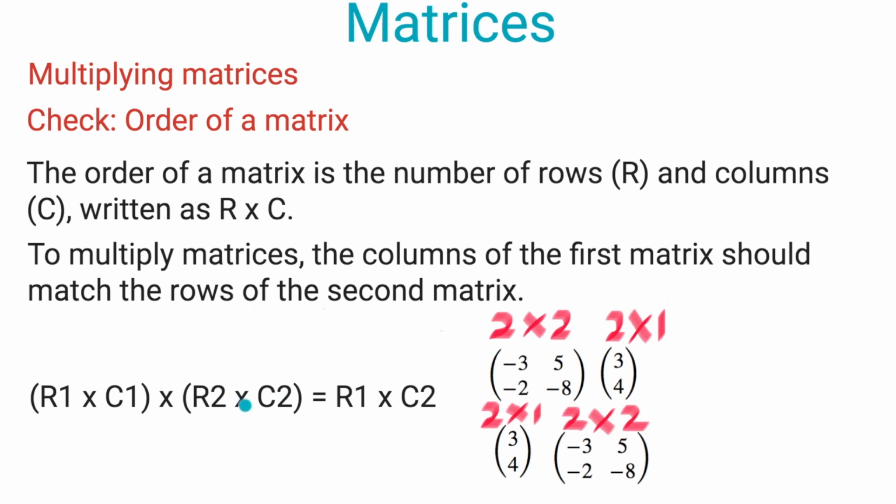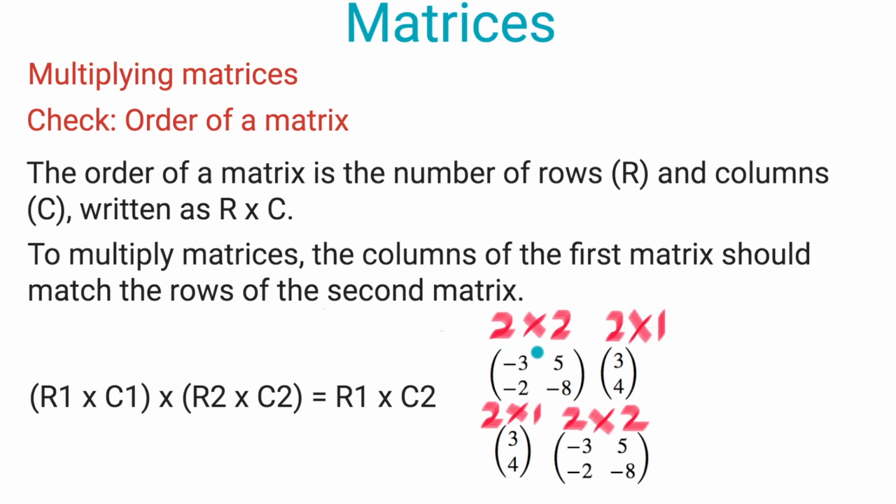If the two matrices are compatible, you only need to check the middle two numbers. The columns of the first matrix and the rows of the second matrix, those two numbers should be the same. If those two numbers are different, then the two matrices are not compatible and you cannot multiply them. But if they are compatible, then all you need to do is to take the number of rows from the first matrix and the number of columns from the second matrix, and that will give you the order of the final answer. So let's take a look at these two examples here.